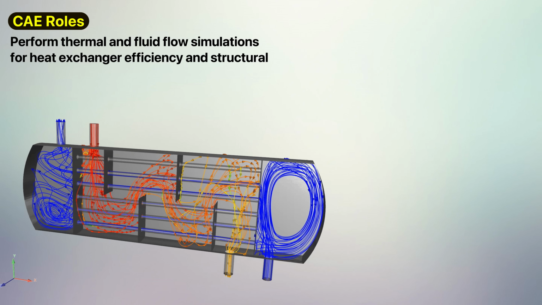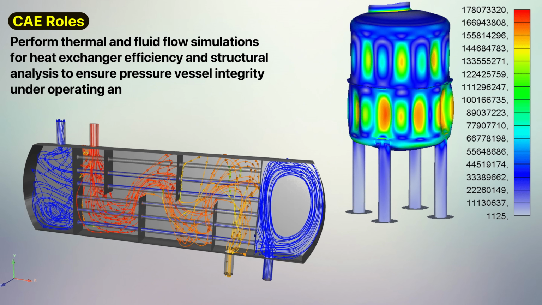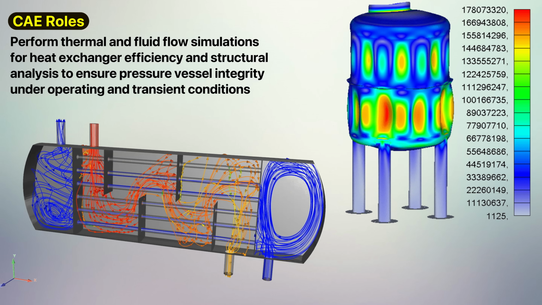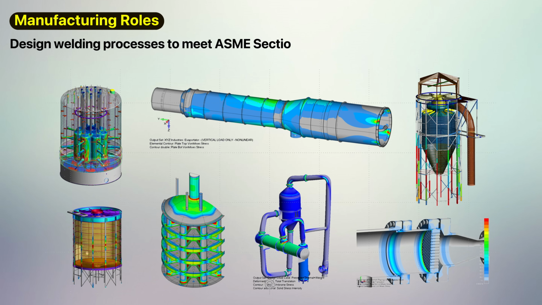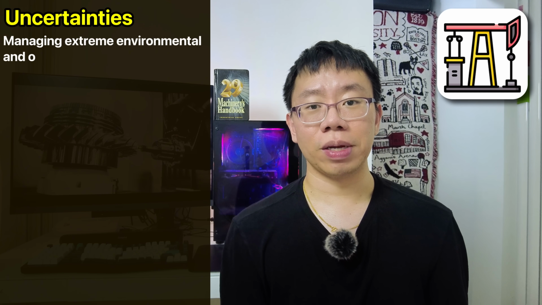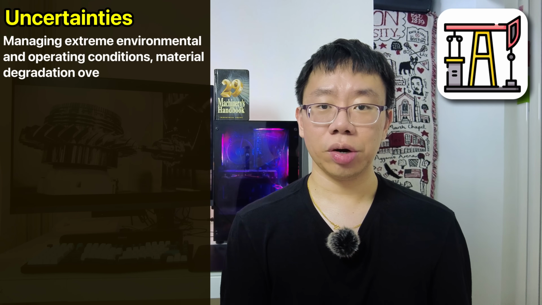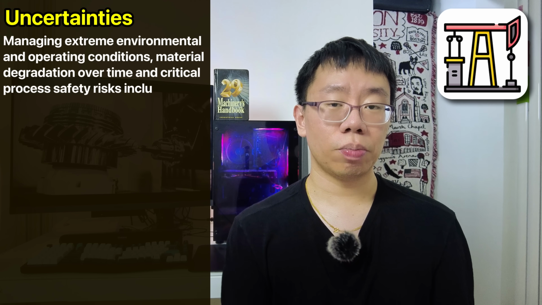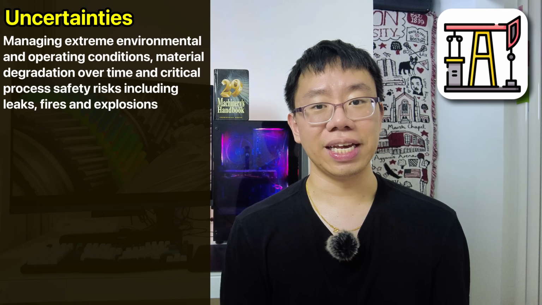You could perform thermal and fluid flow simulations for heat exchanger efficiency and structural analysis to ensure pressure vessel integrity under operating and transient conditions. For manufacturing, you might design welding processes to meet ASME Section 8 pressure vessel standards. For quality, you might review material certifications and manage supplier compliance to prevent failures in critical equipment like pipelines, pressure vessels, and turbines. Uncertainties you'll encounter include managing extreme environmental and operation conditions, material degradation over time, and critical process safety risks like fires, leaks, and explosions.